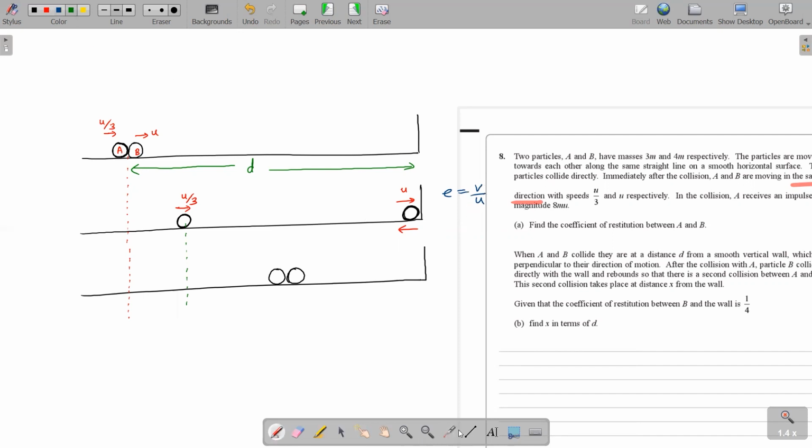Directions are already considered. Do we need to put directions and negative signs here again? No, this is a standard equation. Directions have already been considered. So you just need to put the value. E value was how much? The restitution between B and the wall is 1 over 4.